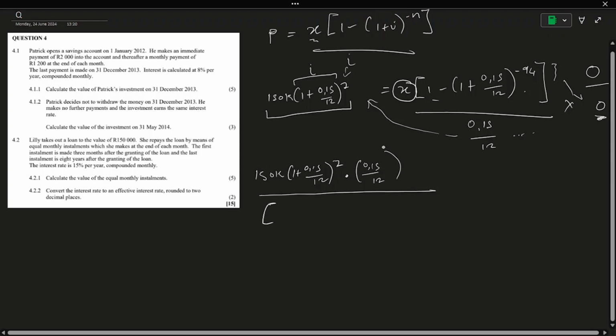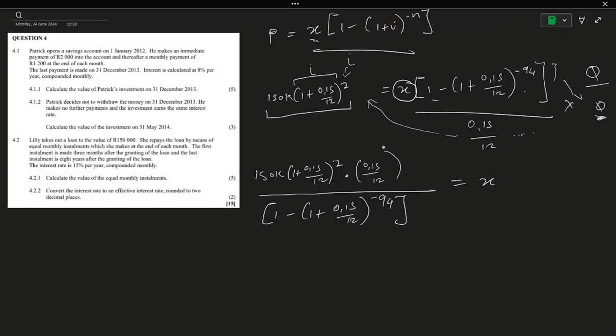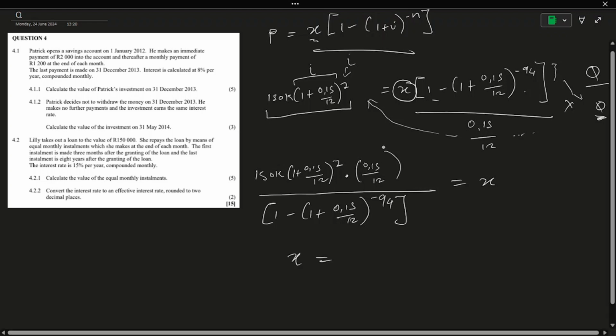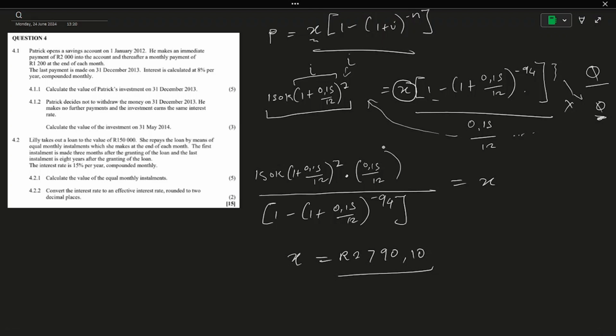So we're going to say 1 minus 1 plus 0.15 divided by 12 to the power negative 94. And then here we'll only be left with x, because this will cancel with that and this will cancel with the interest. So x is now left alone. You can now easily punch this in your calculator. I found that x should be 2790.10 per month. So this person should be paying 2790.10 per month.